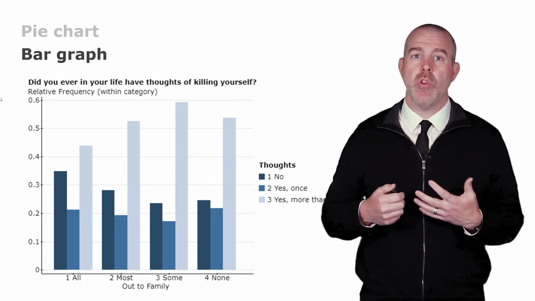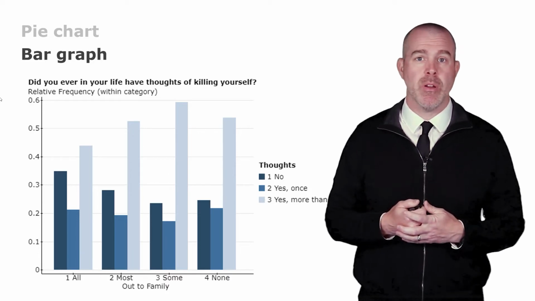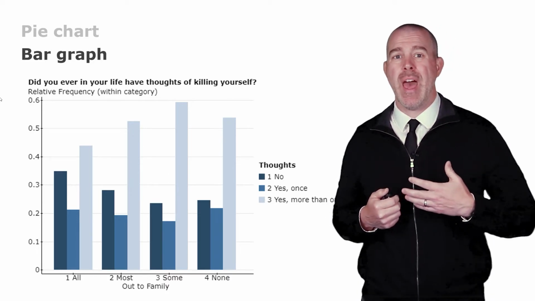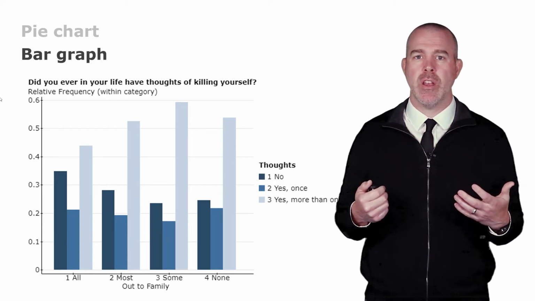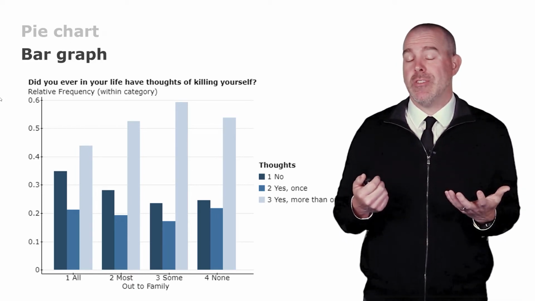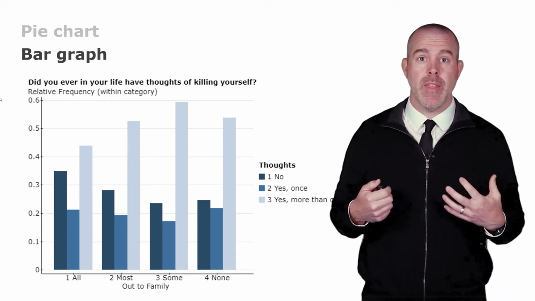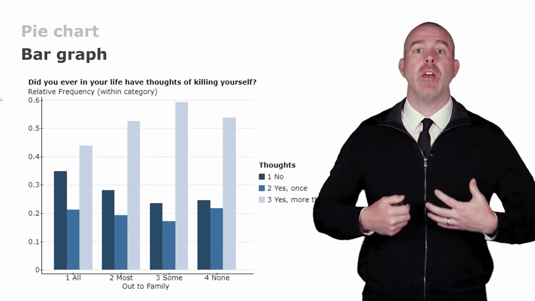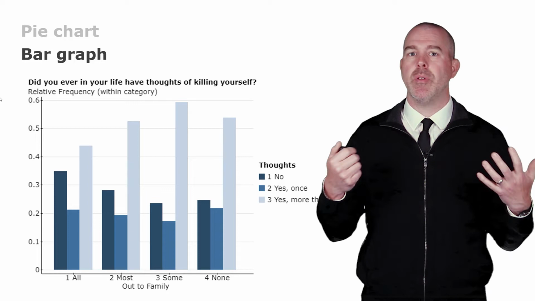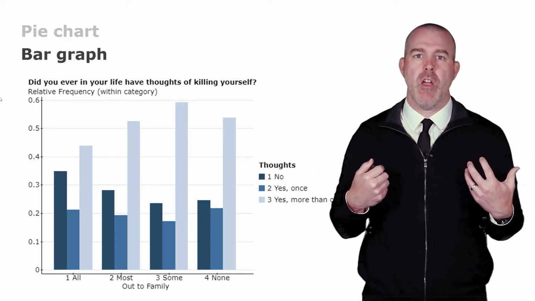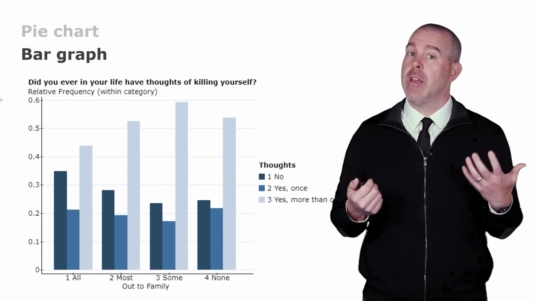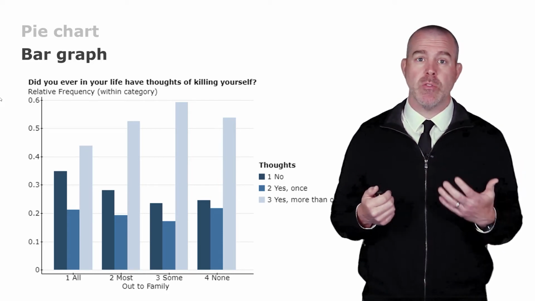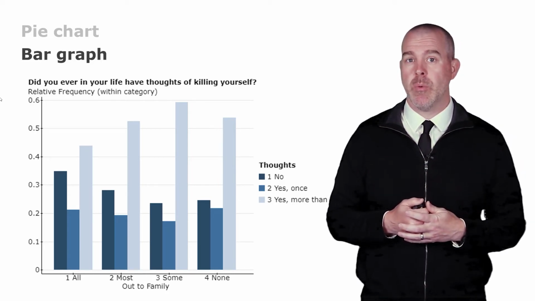Again, there's no causation here. This is not an experiment. So we don't know that people who are more out to their family are necessarily going to have these thoughts less often. It certainly seems reasonable that people who feel welcome in their family, who have a relationship where they're able to share this important characteristic of themselves, would be less likely to have suicidal thoughts. But again, it's not an experiment. We can't claim causation, but there is certainly a relationship there between these two variables.